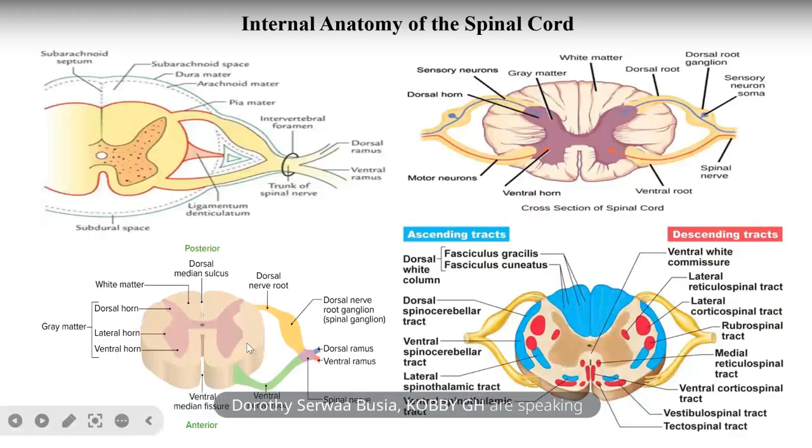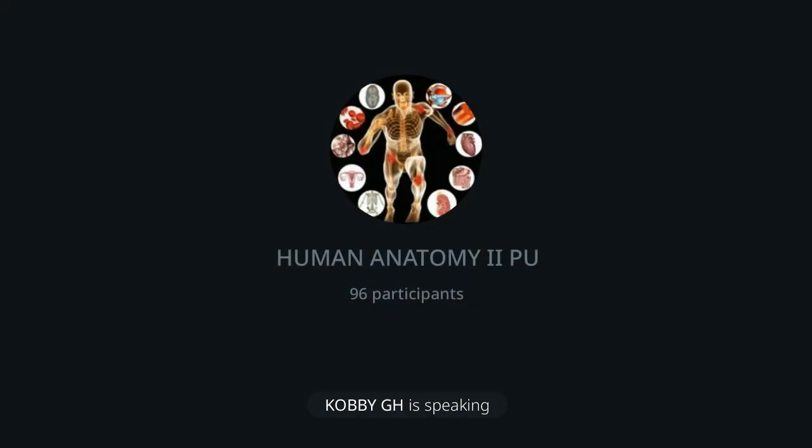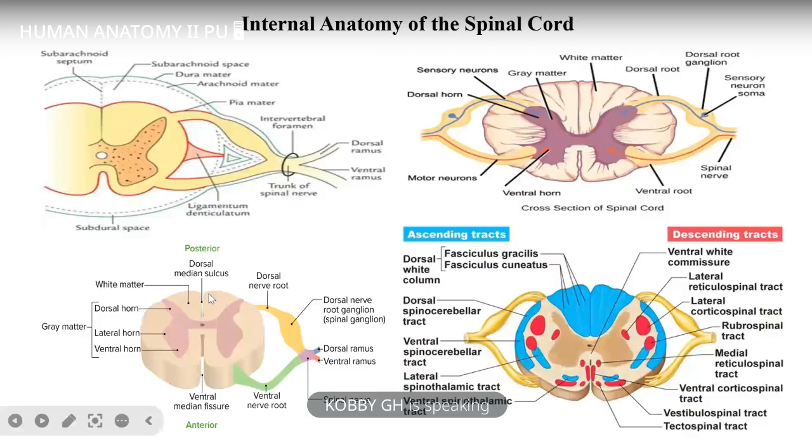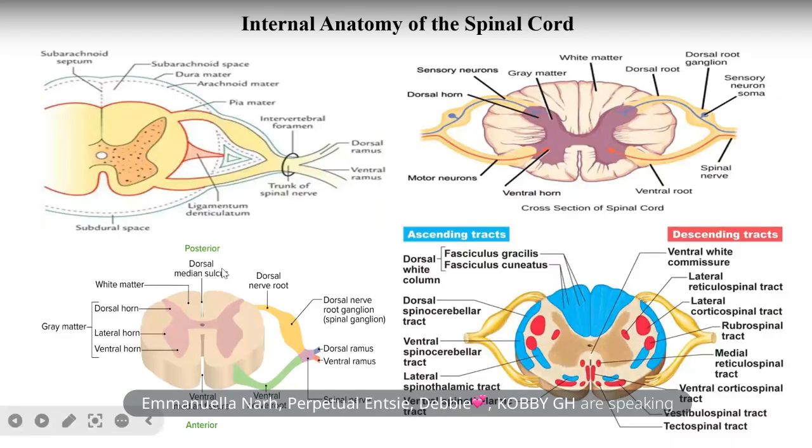Can you see that there is something like a demarcation over here, more like a line, an inner demarcation? Can you see? It's like a line. We call it the dorsal median sulcus. Say dorsal median sulcus.